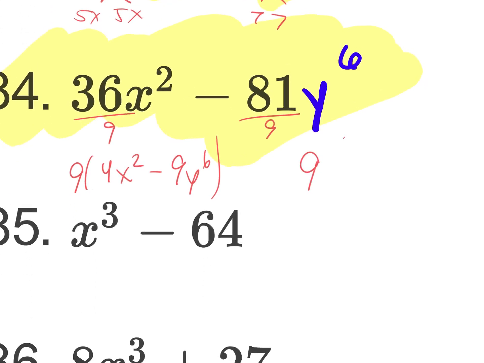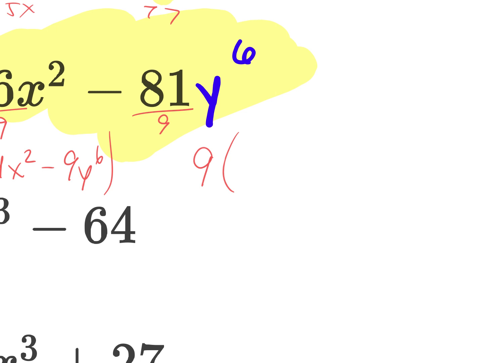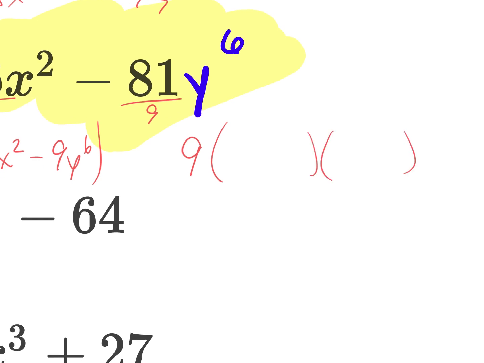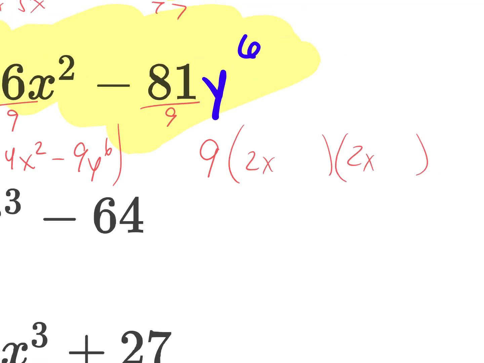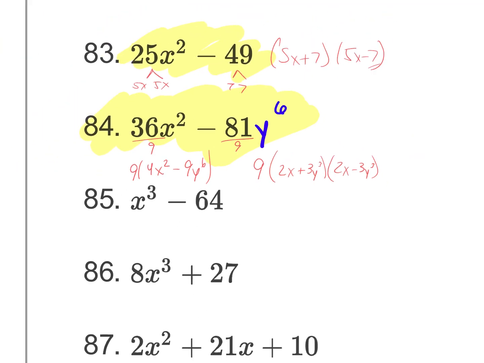So I have 9 out in front. What times what's going to give me 4x squared? 2x and 2x, agreed? What times what is going to give me 9y to the 6th? 3y to the third, good, and 3y to the third. And what goes in between? Plus and minus. If you guys don't take that GCF out first, you will not be fully simplified. So make sure you're always looking for GCF first.